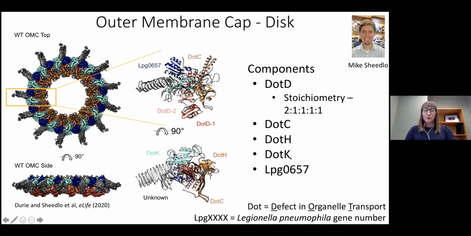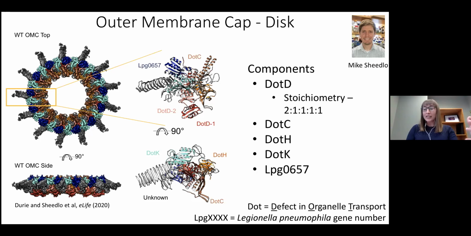So DotK was one of the proteins that we observed. It's shown here in this light blue. This has a Dot name. It stands for defect in organelle transport. That's one of the ways that the complex was named, for the function that it has in the cells. So that was a known component, but it wasn't known to be part of this core complex. And then LPG 0657. This is a gene number rather than a Dot name or an ICM name.